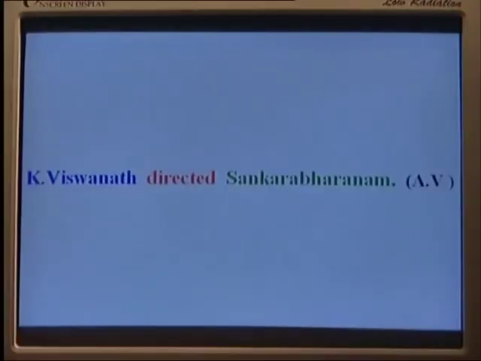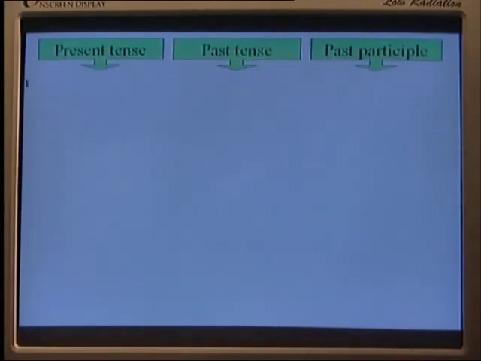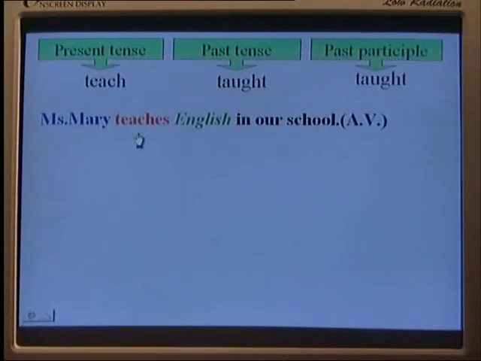Okay. So, let us try to change each sentence again. When we look at the first sentence, K. Vishwanath directed Shankarabharanam. Subject, verb, object. Okay. So, here you see another word: teach, taught, taught. Teaches is in present tense, taught is in past tense, and past participle form is also taught. So, look at this sentence, Miss Mary teaches English in our school. This is an active voice.